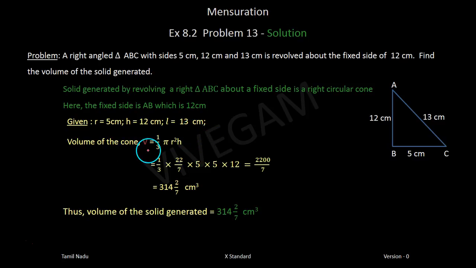Volume of the cone is given by V equals 1/3 pi r squared h. So that will be equal to 1/3 into 22/7 into 5 into 5, radius into radius, into height 12. So 3 will go 4 times. 4 into 25 is 100. So it will be 2200 divided by 7. On simplification you will get 314 and 2/7 centimeter cube. Thus the volume of the solid generated is 314 and 2/7 centimeter cube.